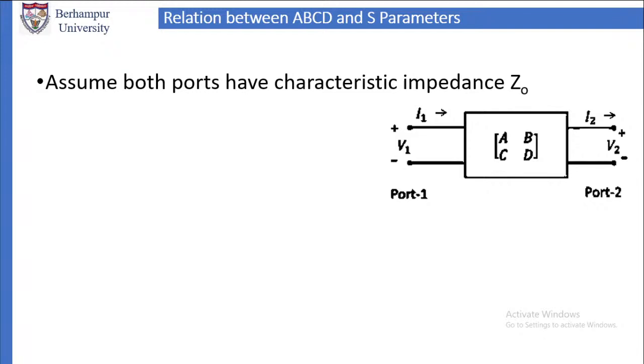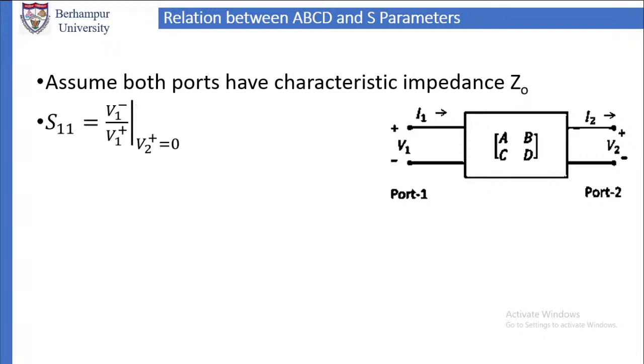Finally, we'll come to two more parts. One is the relation between ABCD parameters and S parameters. Let us start with this. Because you know ABCD parameter is valid only for a two port network, here we will consider a two port network. That is point 1. Second, we will assume that both the ports, port 1 and port 2, have characteristic impedance Z0. So that is what we assume.